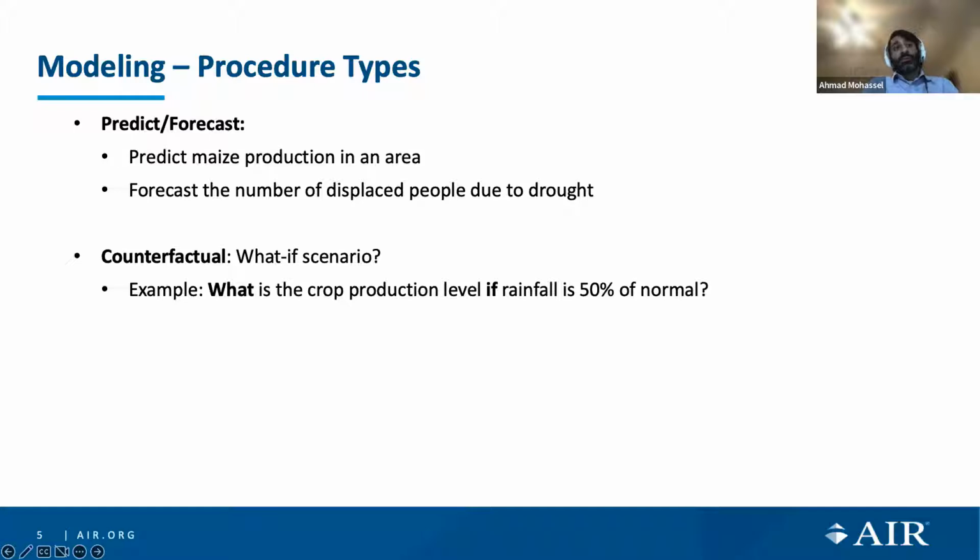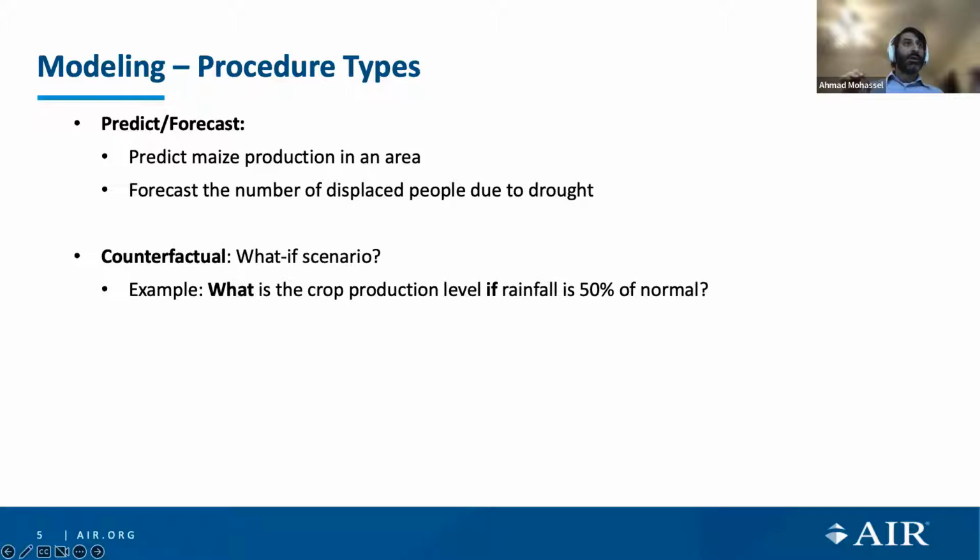Another feature that most of our models have, and this is something that's interesting to many policymakers and decision makers, is that we run counterfactual or what-if scenarios. We want to know, for example, what the crop production level is if rainfall is 50% of normal. So what's going to happen to the crop?